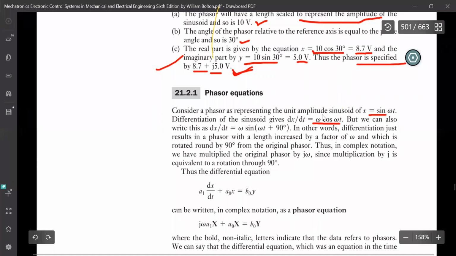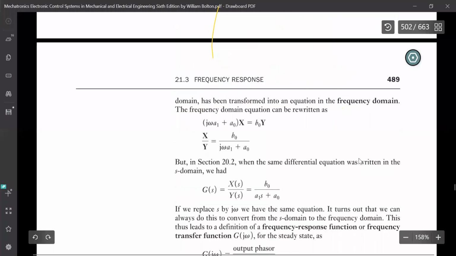Time remaining is only like 3-4 minutes. So let me complete this phasor equation at least.